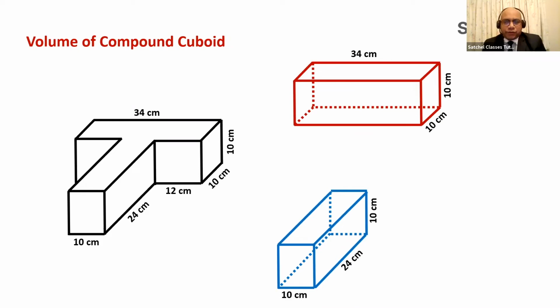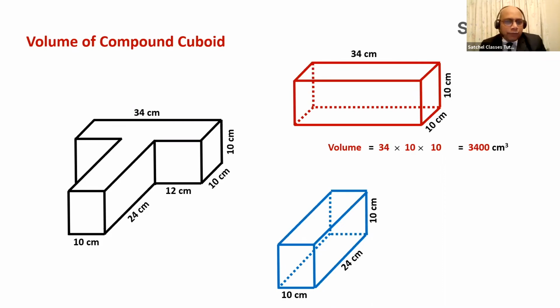here are the dimensions of each of these cuboids. Once again, my suggestion is you compare these two with the original shape and figure out whether we have put the right dimensions in each of these cuboids. Yes, we have, right? What is the volume of the cuboid with the red outline? Remember, volume is length times width times height. So in this case, the volume would be 34 times 10 times 10, which is 3,400 centimeter cube.